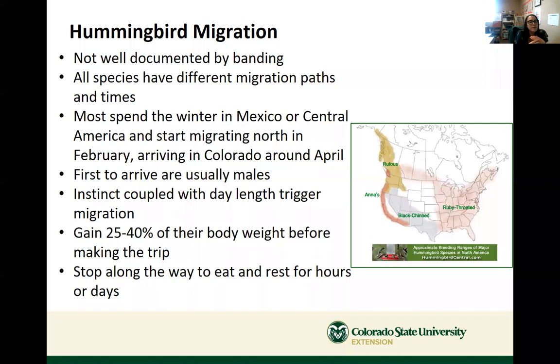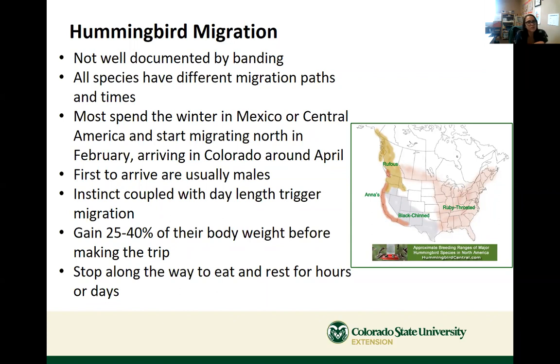Most hummingbirds spend the winter in Mexico or Central America and start their migration north around February. So we start to see them in Colorado around April normally, especially at the lower elevations. The males are usually first to arrive.